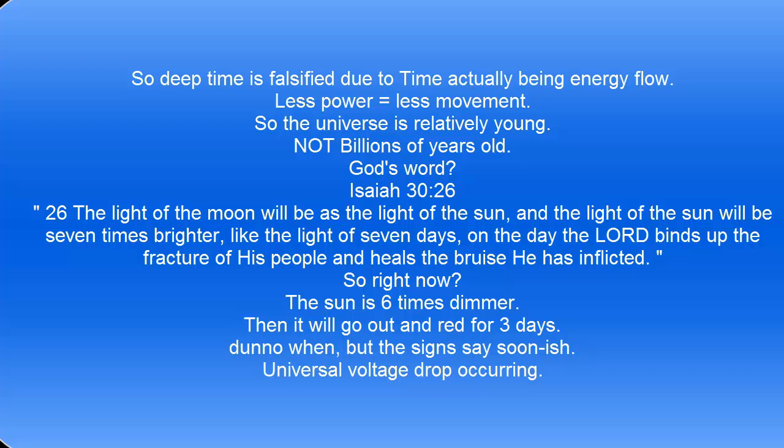Well, Isaiah 30:26 says, "The light of the moon will be as the light of the sun, and the light of the sun will be 7 times brighter, like the light of 7 days, on the day the Lord binds up the fracture of his people and heals the bruise he has inflicted." So right now, the sun is 6 times dimmer than it used to be. And according to Revelation and universal voltage drop, it will then go out and go red for 3 days as it tries to relight as the circuit repairs itself. I don't know when, but the signs say soonish.